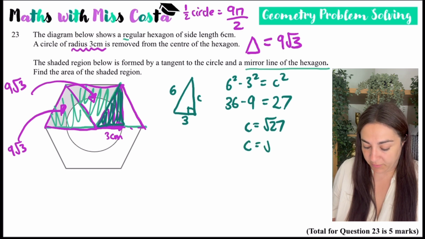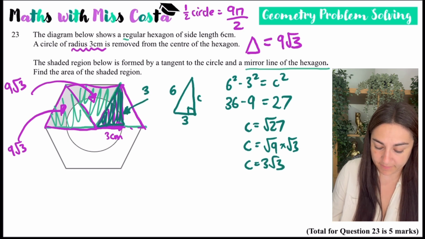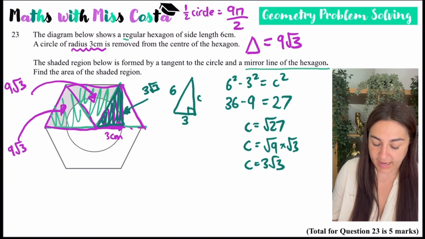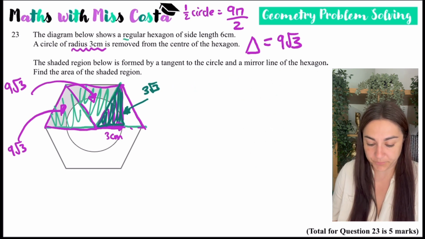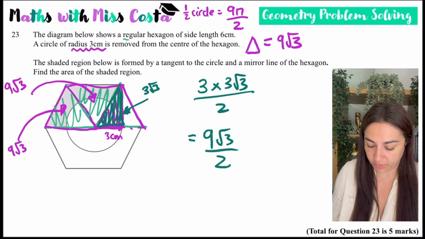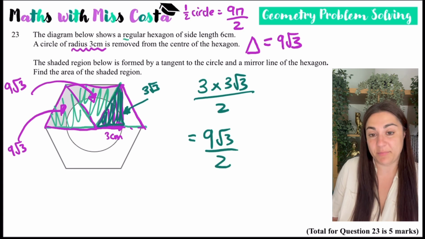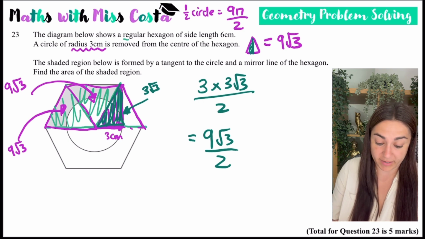So could I simplify that? Well, that's 9 times by 3. So that would be 3 root 3. So I know that this length here is 3 root 3. How do you work out the area of a triangle? You do base times height divided by 2. So I'm going to do base 3 times by height, 3 root 3 divided by 2. So that becomes 9 root 3 divided by 2. And that's the same thing you would have got if you'd just halved the area here. But just to confirm, that's how we would have done that and why, just in case you were worried that it wasn't half of the equilateral triangle.